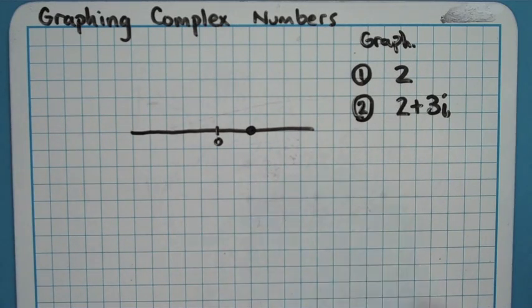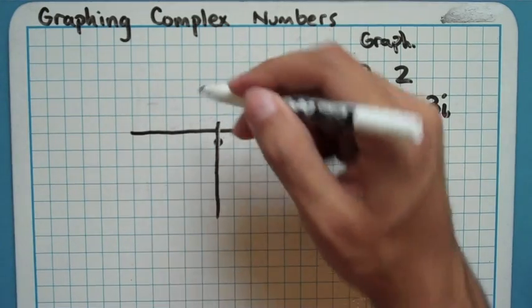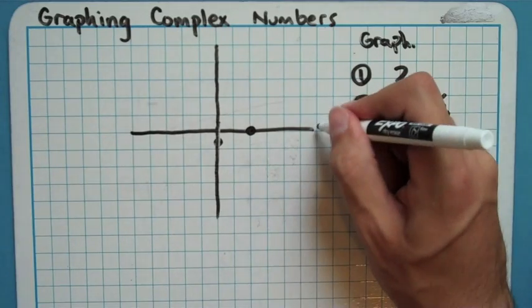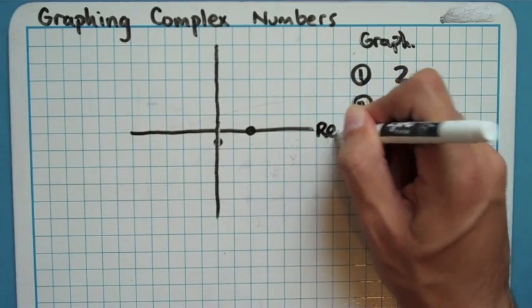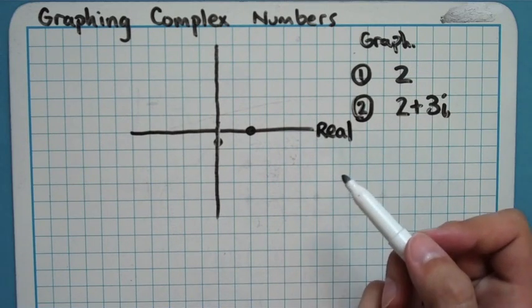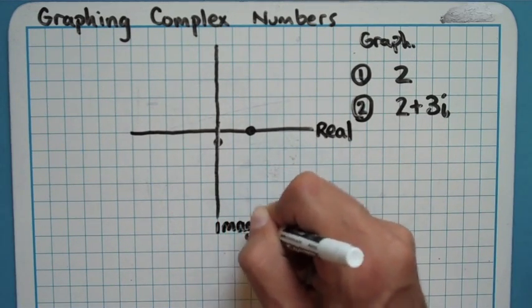So what we do is we actually create a new axis, very, very similar to graphing points, so x comma y. We have our real number. The real part goes on the x-axis, what you can think of as the x-axis, and the y-axis here, we're going to take care of our imaginary parts.